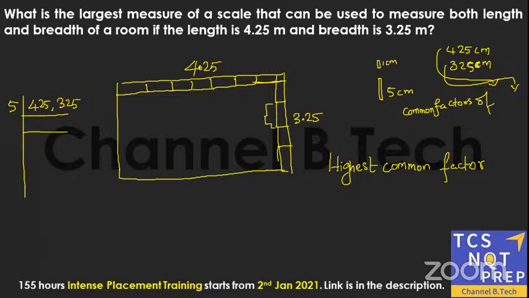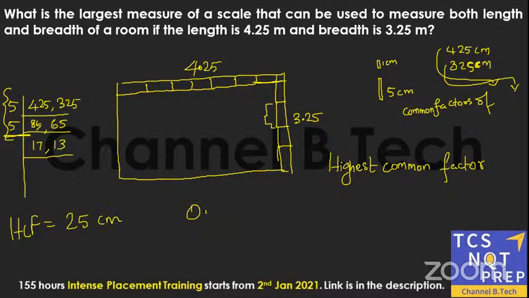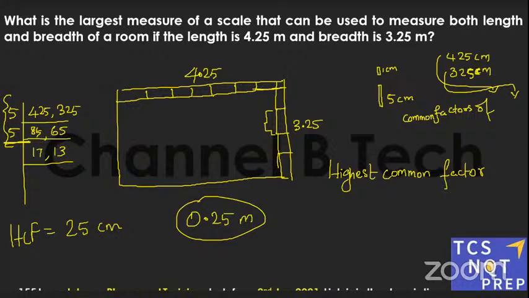So both can be divided by 5. I will get 85 and 65. Again, I can divide by 5. I will get 17 and 13. Now, when we take HCF, what do we do? When there is no common prime number to divide, we stop at that point and multiply only these values. So the HCF here is 25, which means 25 centimeters or 0.25 meter. A 0.25 meter scale can be used to measure both length and breadth without breaking the scale, right?